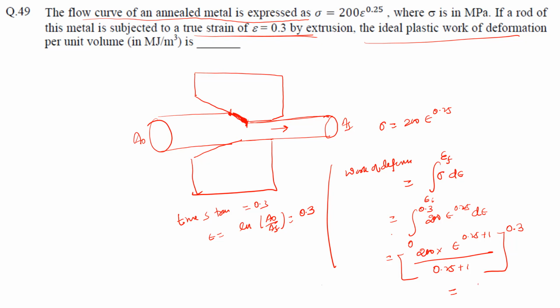Now if you do this calculation, the work done will be 35.52, and let us check the unit because it is given in megapascal. So it will be megajoule per meter cube. Okay guys, so now let us proceed.